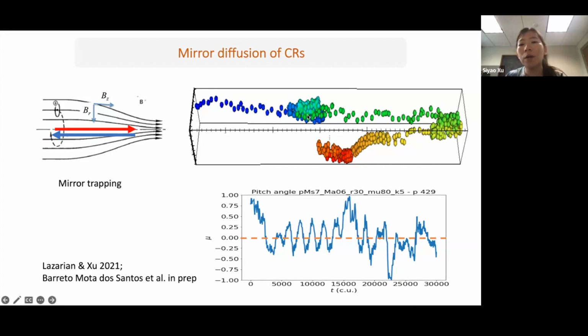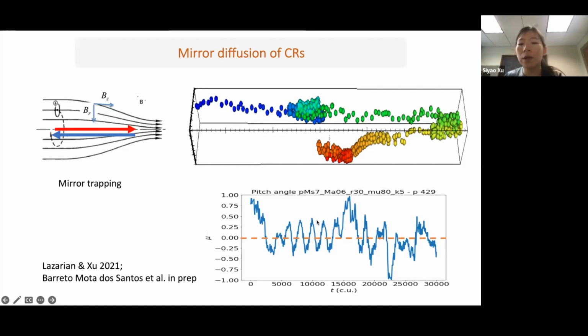This is one particle's trajectory. Different colors represent different times. You can see that locally the particle can be confined because of the mirror reflection, and the particle can reverse its moving direction because of the mirror reflection. Corresponding to this mirror reflection, we can see its pitch angle cosine oscillates around 0, which means the particle can easily cross 90 degrees without any problem.